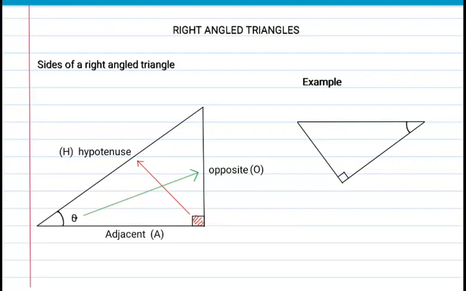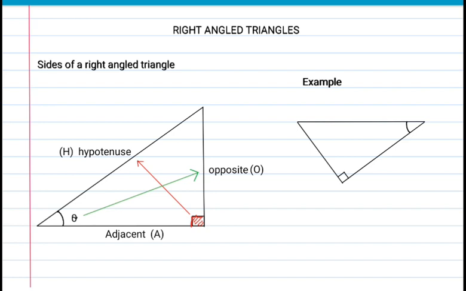Welcome to this lecture. We're going to be looking at right-angled triangles. Right-angled triangles are triangles which are noted with this square, which signifies that it is a 90-degree angled triangle. For us in this lecture, we're going to look at the sides of the right-angled triangle.